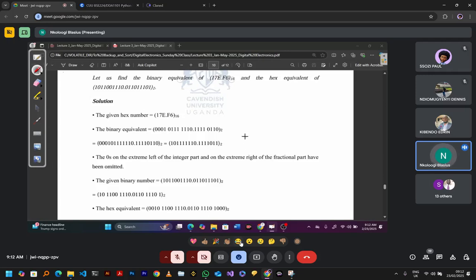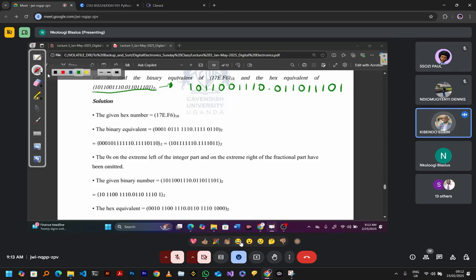So can you convert this one here to hexadecimal for us? The number is 1 0 1 1 0 0 1 1 1 0 0 1 1 0 1 1 1 0 1. Can you convert? It's supposed to be grouped in fours.